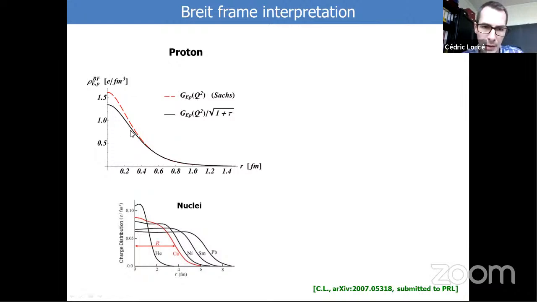So first in red is the one that people usually use without the 1 over square root of 1 plus tau factor, just a relativistic factor if you wish. And then in black, that's the one that includes the relativistic factor. So you see that relativity may make a strong difference in how the charge distribution may look.